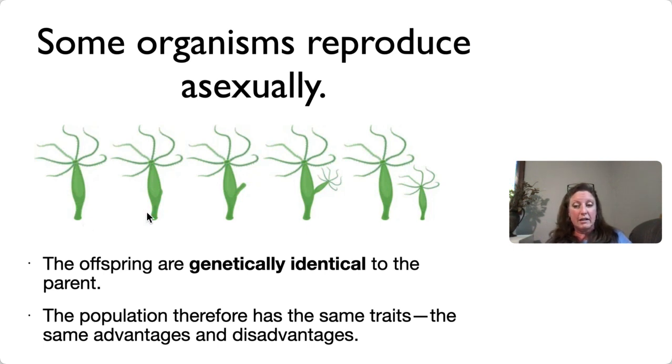So here's our parent. Our parent decides that it wants to have company, starts growing a little branch here. That branch turns into a miniature version of the parent. They are genetically identical. And therefore, if something happens that would make this one sick, it's also going to make this one sick. They're going to have the same advantages and disadvantages.